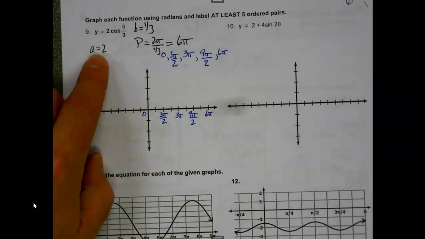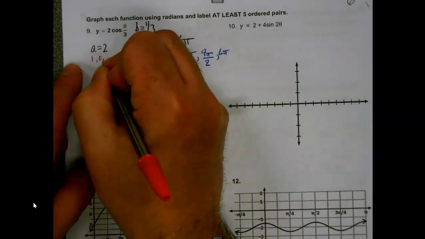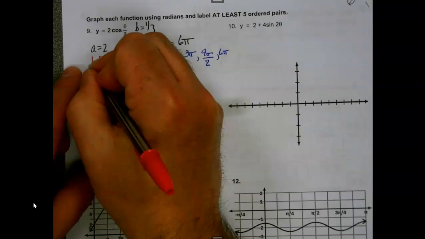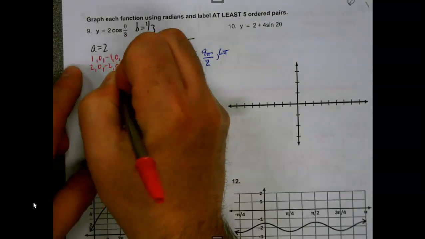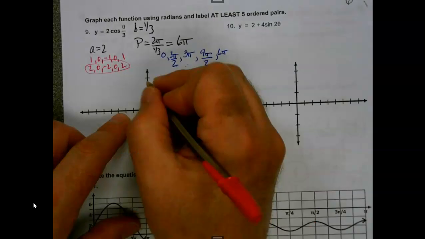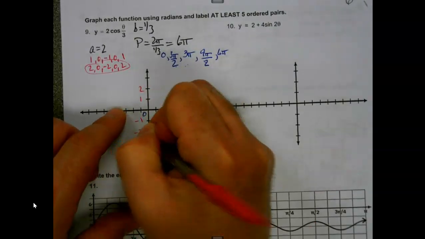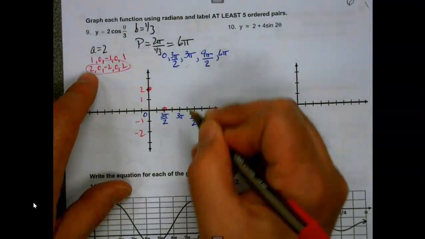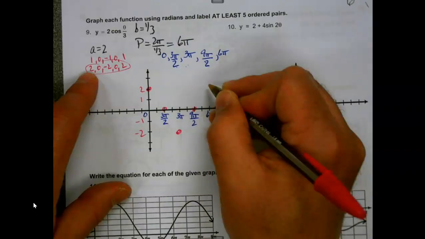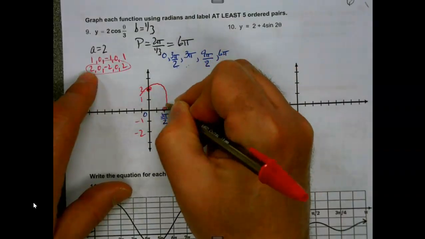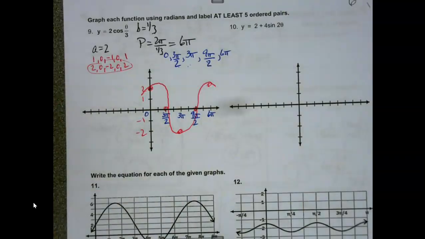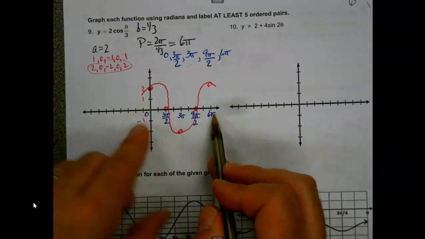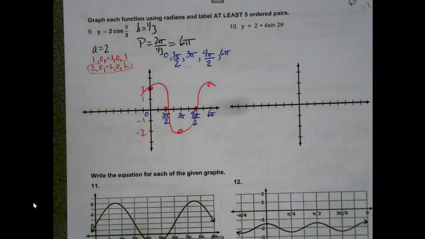And then here my A value is 2, and I'm dealing with cosine. So we just multiply all of those by 2. 2, -2, 2, 0, -2, 0, 2. And again, working on the curves, as long as this is very clear and so is this, nothing's left blank, that's fine for my ordered pairs. But if you're not going to do that, I need to see ordered pairs.